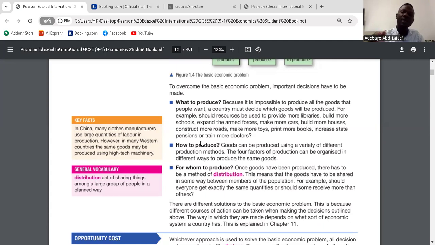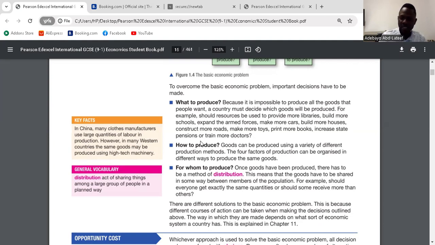Yes. How to produce. Now that decisions have been made about what you want to produce, the next thing is, how do you want the process of producing it? We want to produce phones. That is what allocation is about. How are we going to be able to produce this phone? Are we going to bring them from China, or we're going to produce them here? So that is the process of production. This is what we want to produce. How do we produce it? The process by which we have to produce. That is how to produce.